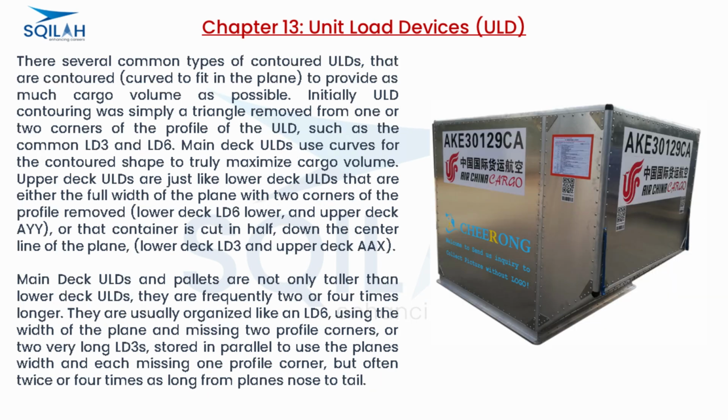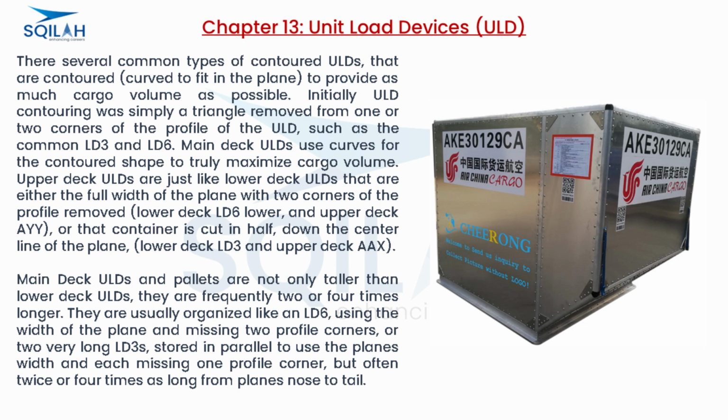There are several common types of ULDs that are contoured, curved to fit in the plane, to provide as much cargo volume as possible. Initially, ULD contouring was simply a triangle removed from one or 2 corners of the profile of the ULD, such as the common LD3 and LD6. Main deck ULDs use curves, for the contoured shape, to truly maximize cargo volume. Upper deck ULDs are just like lower deck ULDs that are either the full width of the plane with 2 corners of the profile removed, lower deck LD6 and upper deck AYY, or that container is cut in half, down the center line of the plane, lower deck LD3 and upper deck AAX.